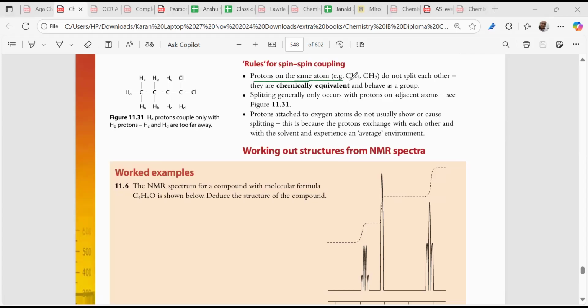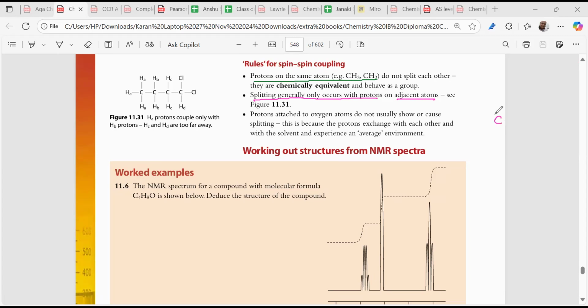Protons on the same atom do not split each other. Splitting generally occurs with protons on adjacent atoms. Clear? Get my point? Understood this part?